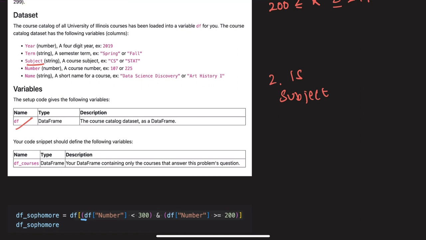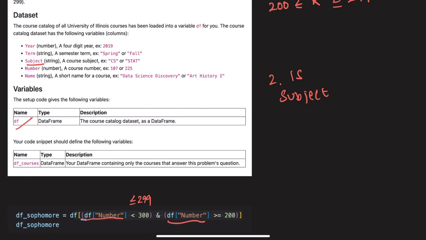So first, we want to filter by sophomore level classes. So we're going to take our original DF and we're going to use DF number as stated above because the number has the course number. And we want the number to be less than 300 or less than or equal to 299 if that makes more sense to you. If you use the equal, it's going to include the number. So less than or equal to 299 would include 299, which is what we want to do. Just less than would not include the number. So less than 300 would not include 300. And we also want it to be greater than or equal to 200.